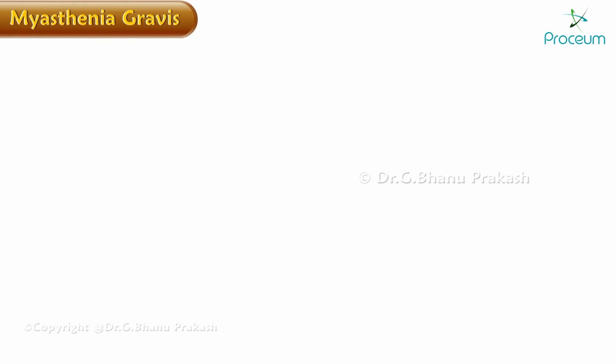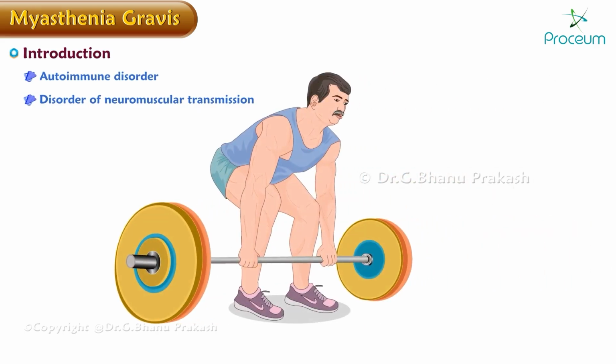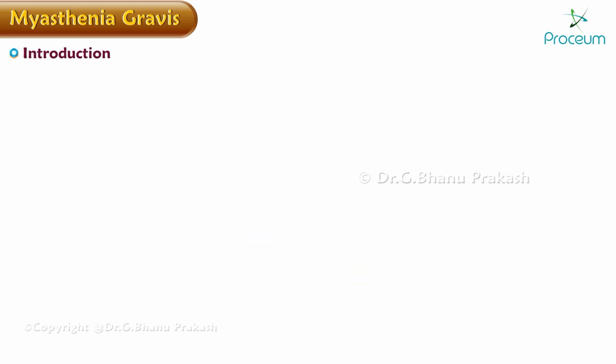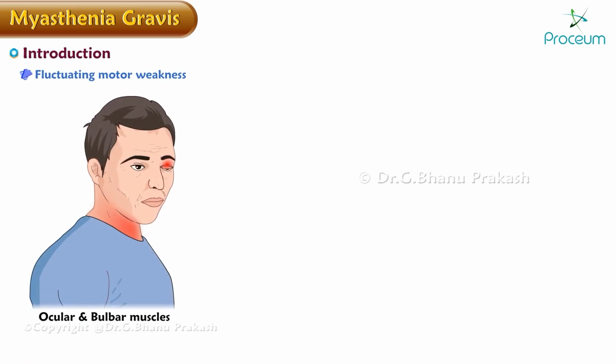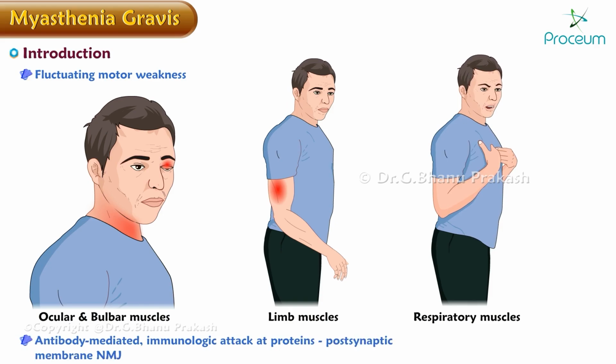Myasthenia gravis. Introduction. It's an autoimmune disorder and is the most common disorder of neuromuscular transmission, resulting in reduced muscle strength and a reduced capacity for repetitive muscle use. Fluctuating motor weakness is seen in the ocular, bulbar, limb, and respiratory muscles. The weakness is due to an antibody-mediated immunologic attack directed at proteins in the postsynaptic membrane of the neuromuscular junction, acetylcholine receptors, or receptor-associated proteins.